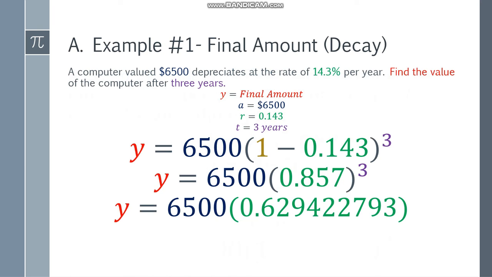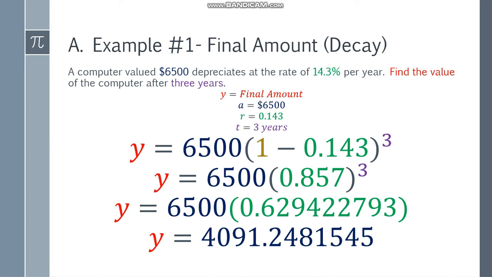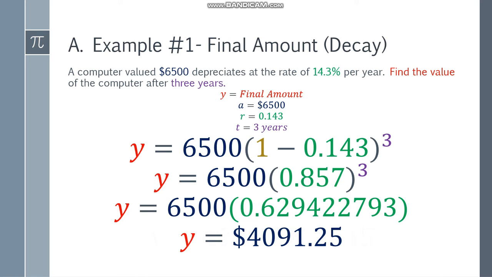So next, 6,500 times this number, you will get an answer of 4091.2481545. And since we're talking about money, or the price of something or cost, you just have to round it to two decimal places. So the final answer will be $4,091.25. Alright, so let's move on to the next example.